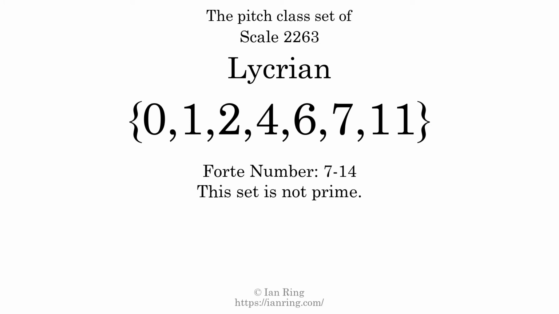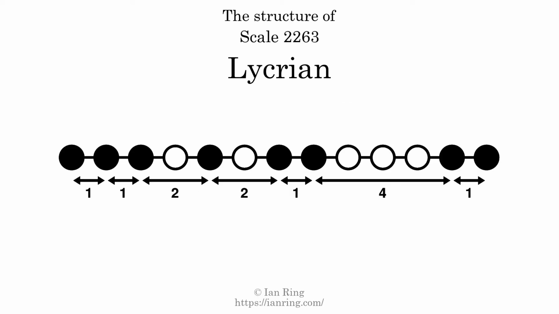The pitch class set for this scale is 0, 1, 2, 4, 6, 7, 11. The fault class is 7, 14. This set is not prime. The structure of a scale is a description of the interval distance between each successive tone. This scale has a structure of 1 1 2 2 1 4 1.